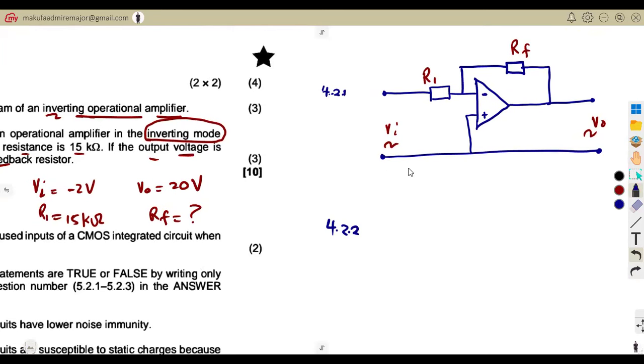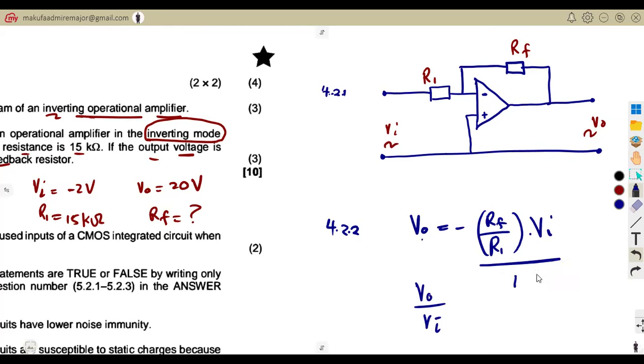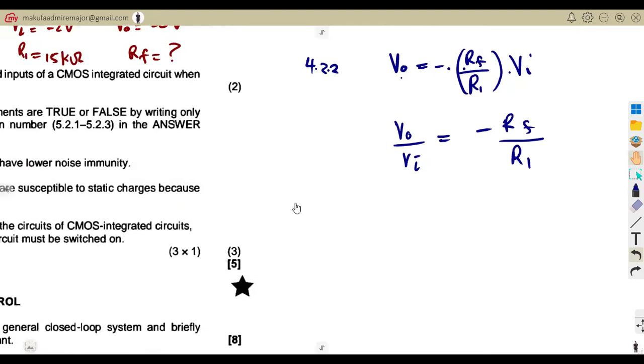So remember, from our output, we can have this as we had from our N4. Say the output is equal to minus RF over Rin, which is our R1, times the input. Sometimes they divide this by Vin, and they will give you Vout over Vin, which is equal to minus RF over R1, which is our Rin. They can give you this as your voltage gain. Remember your voltage gain formula.